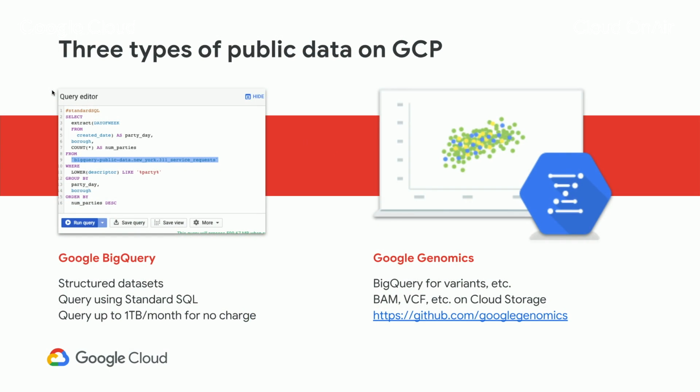The second type of public data that's available on Google Cloud is the Google Genomics data. So genomics data consists of 2 parts. You have some data sets in BigQuery. These are things like variants, etc. You have another data set on cloud storage. These are like the BAM, VCF files, and so on. And there is a link if you want to learn more.